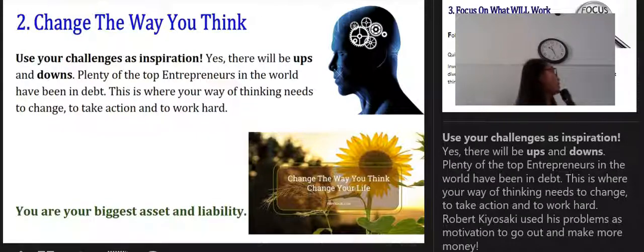The second is change the way you think. Use your challenges as aspiration. Yes, there will be ups and downs. Plenty of the top entrepreneurs in the world have been in that. This is where your way of thinking needs to change, to take action, and to work hard. Robert Kiyosaki used his problem as motivation to go out and make more money.